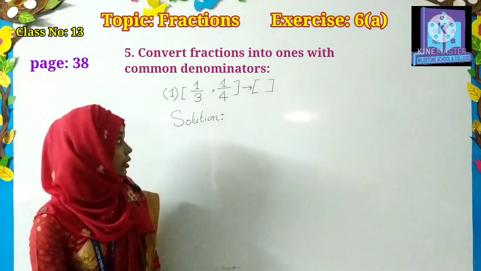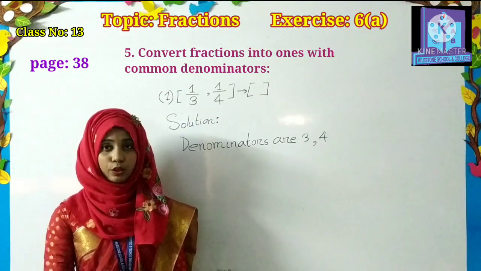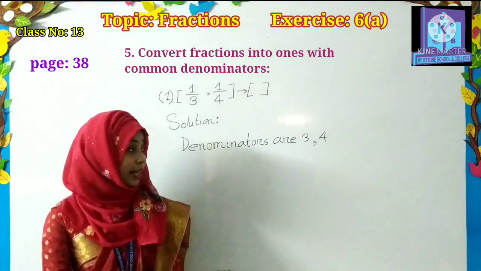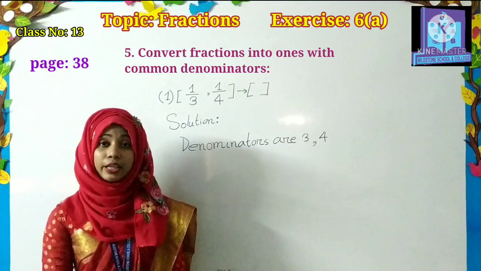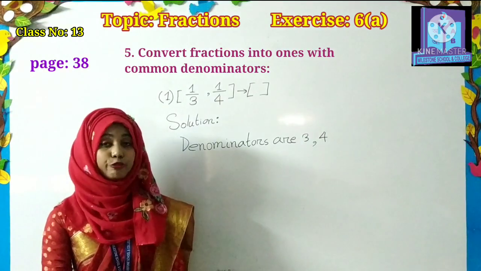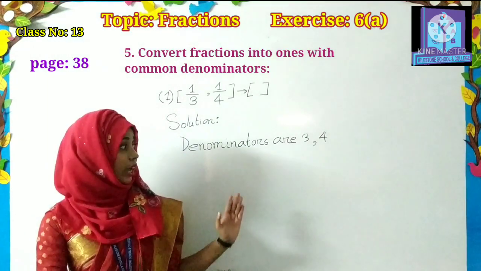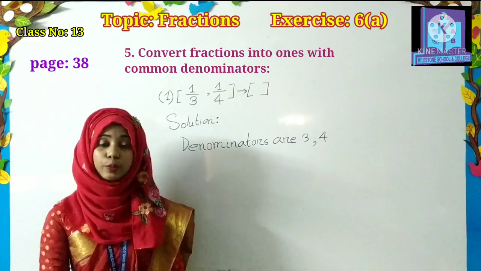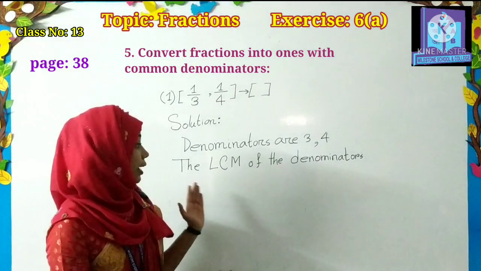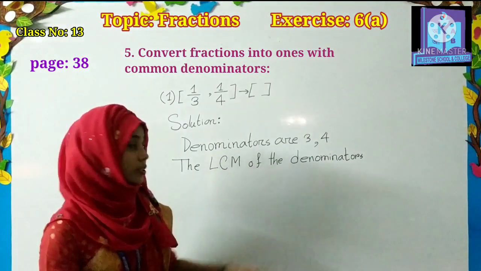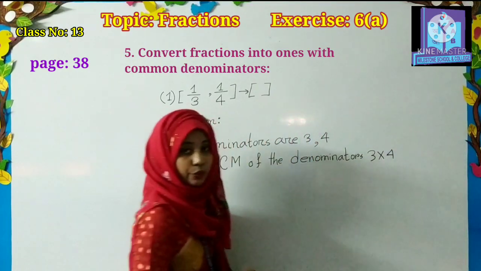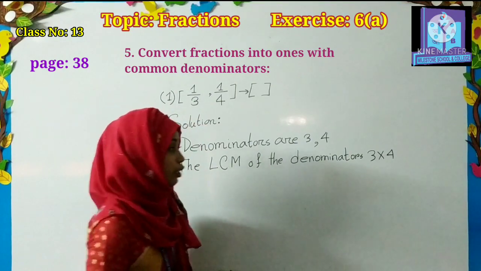So at first we will convert this same denominators or common denominators. So denominators are 3 and 4. To find out the common denominators, we will do LCM. Already you have learned how to do LCM in the chapter multiples and factors. Look, 3 and 4 has no common multiples. So we have to do multiplication. The LCM of the denominators are 3 into 4. 3 fours are, yes, correct, 12.